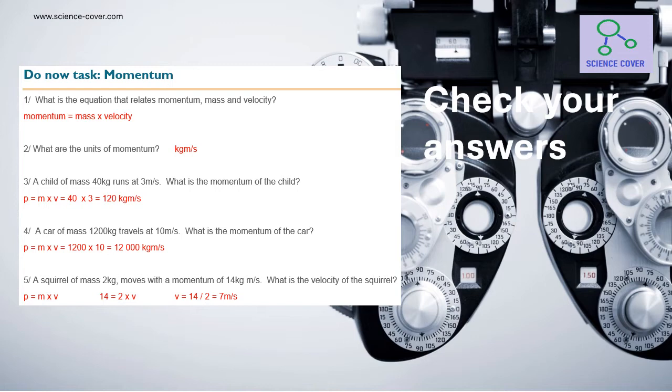A squirrel of mass 2 kilograms moves with a momentum of 14 kilogram meters per second. What is the velocity of the squirrel? Well, the velocity is the momentum divided by the mass. So this will be 14 divided by 2, which is equal to 7 meters per second.